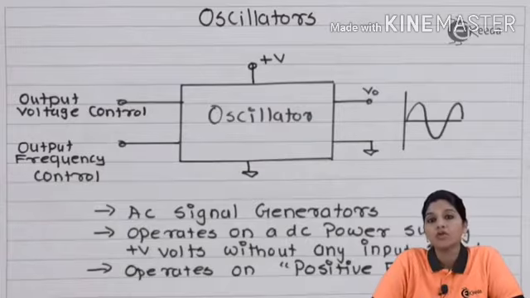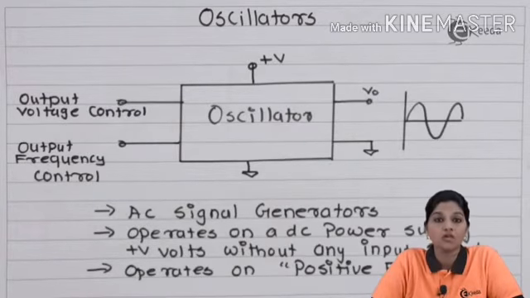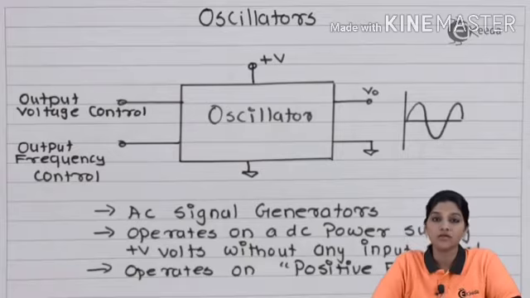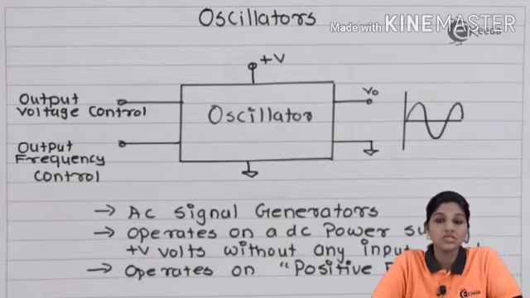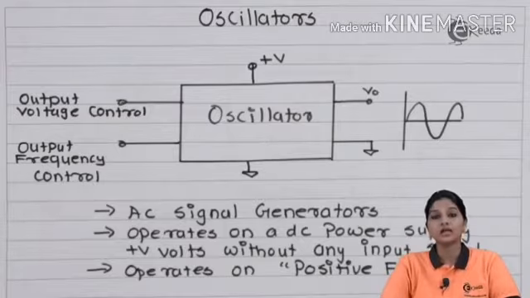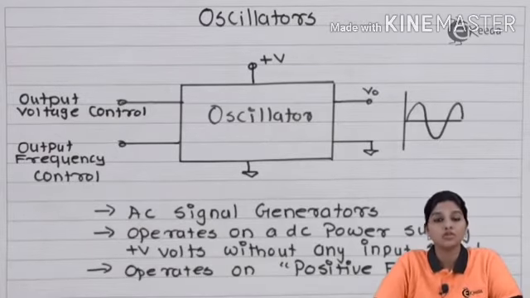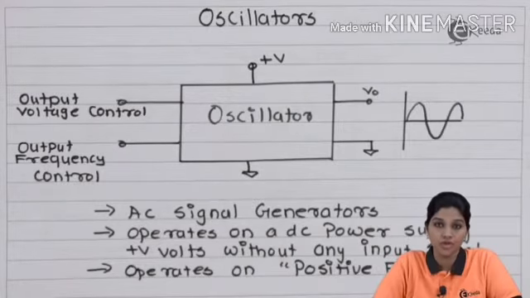Then, how does the oscillator produce oscillation? An oscillator operates on a DC power supply. So, as long as the DC power supply is available, the oscillator circuit converts the DC power supply into an AC signal at the output. That AC signal has a certain frequency which can be controlled by a circuit. Now, let's understand how the oscillator produces output oscillations by using positive feedback.